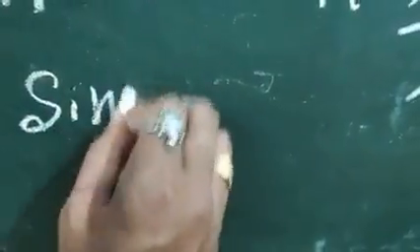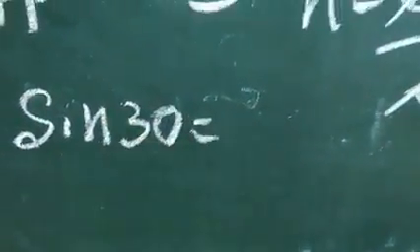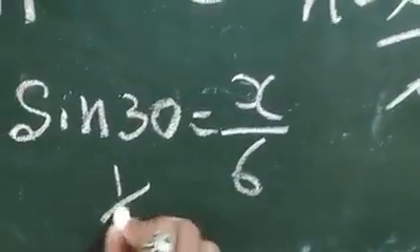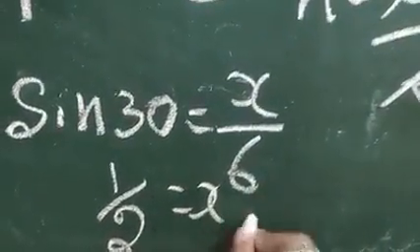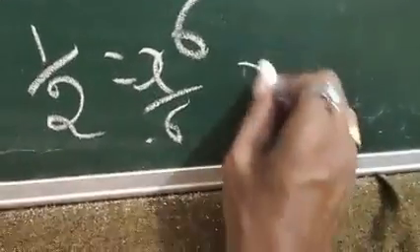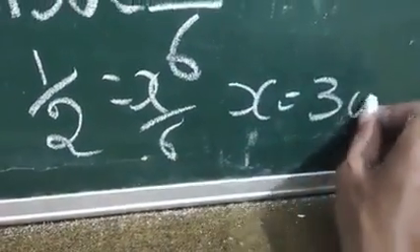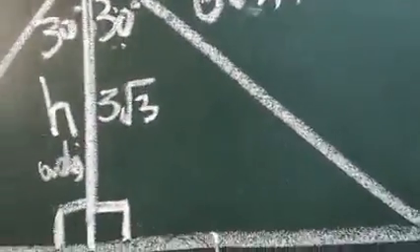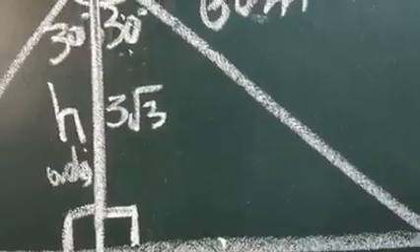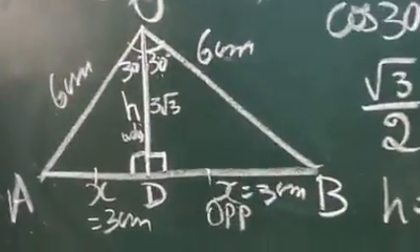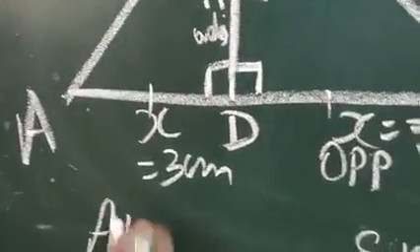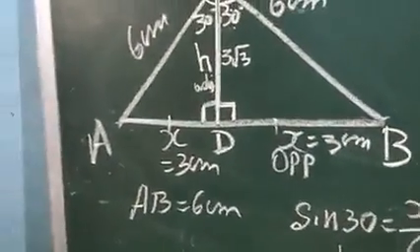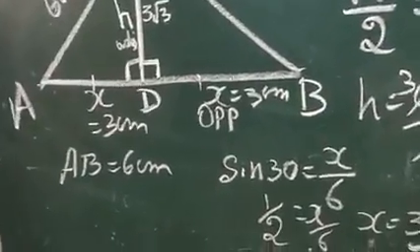Sin 30 is equal to opposite by hypotenuse, x by 6. Sin 30 value is 1 by 2, so x by 6. Therefore x is equal to 6 by 2, that is equal to 3 centimeter. This x is 3 centimeter. Therefore this one is also 3 centimeter. Therefore total base is equal to 6 centimeter. AB value is 6 centimeter. Because DB is 3 centimeter, AD is also 3 centimeter. Total it becomes 6 centimeter.